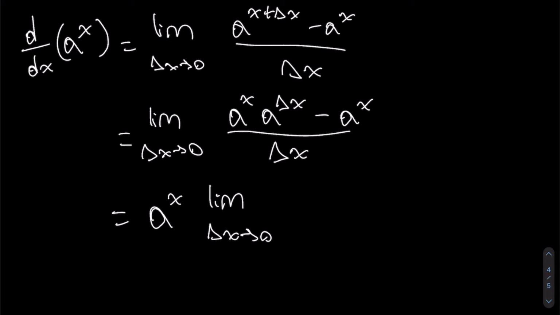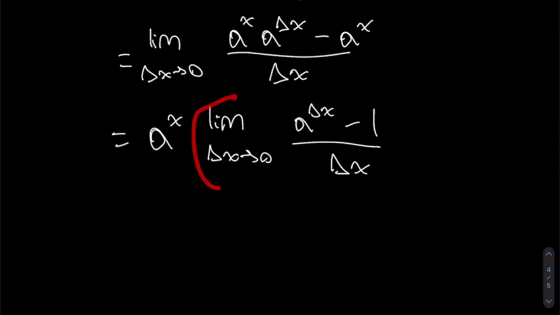So I'll just get this, a to the delta x minus 1 over delta x. Now we have to figure out what this limit is. If I just plugged in delta x equals 0, a to the 0 would be 1, 1 minus 1 would be 0, and then the bottom would also be 0, so it would be 0 over 0, which is indeterminate. So we have to figure out some way to compute this limit.